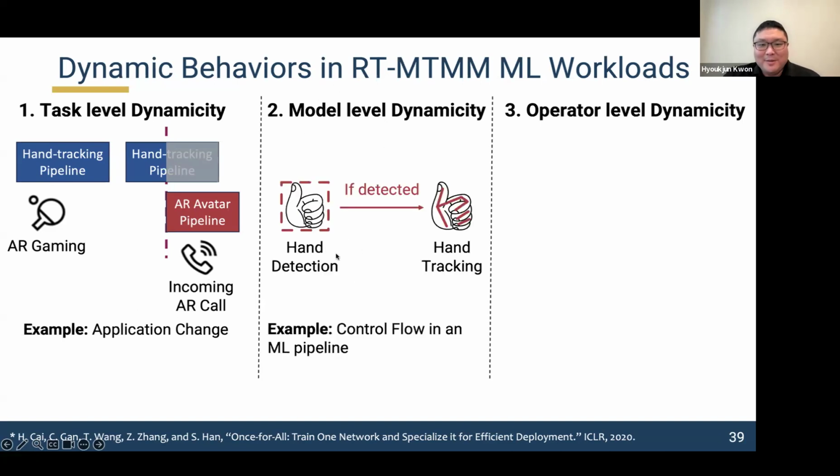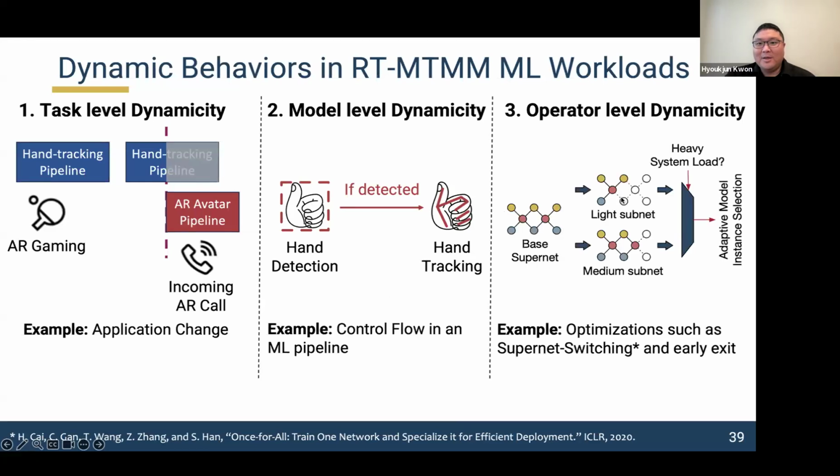In the model level, we can have some control flow in an ML pipeline. For example, you can implement the hand interaction pipeline using a hand detection model followed by hand tracking. If no hand was detected in a scene by the hand detection model, then we don't have to launch hand tracking. So this is one good example of the control flow in the ML pipeline in the model level.